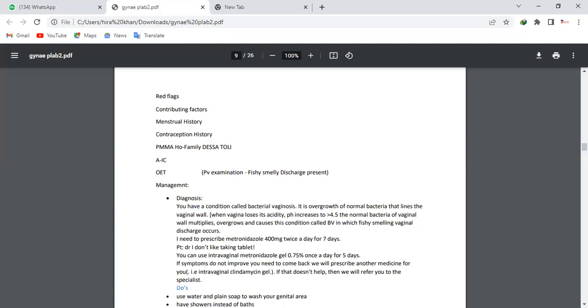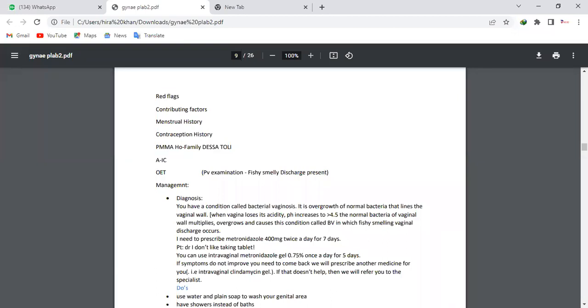Then she will ask afterwards, what is it? Why am I having this? Then again, explain that it is an overgrowth of normal bacteria that lines the vaginal wall. So when the vagina loses its acidity, or you can say the pH increases, the normal bacteria of the vaginal wall multiply, overgrow, and then cause this condition. That is why you are actually having smelly vaginal discharge. Are you following me? And then ask about the management.